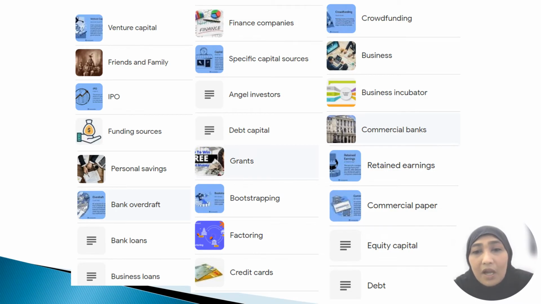And we have the commercial paper. What does commercial paper mean? We'll discuss it later. And equity capital and debt financing. Basically, it will be categorized into either internal or external, debt or equity financing.